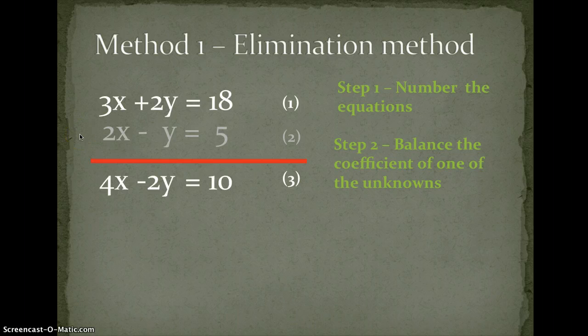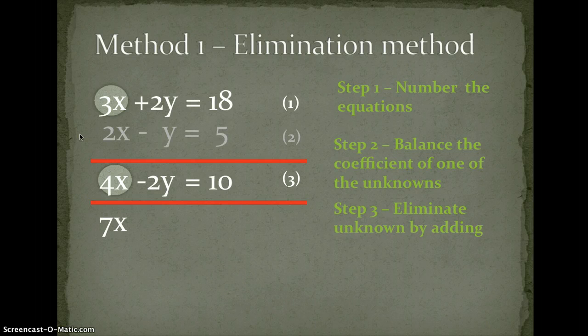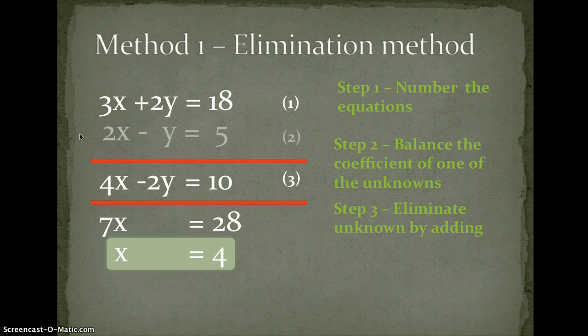So by adding, 3x plus 4x is 7x, 2y plus -2y is 0, and then don't forget the equal sign. 18 plus 10 is 28. I'm dividing both sides by 7, so x is 4. Now you can substitute x by 4.